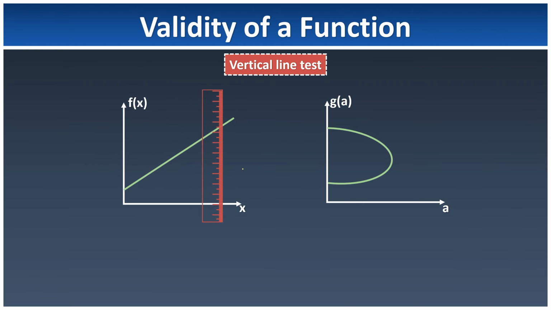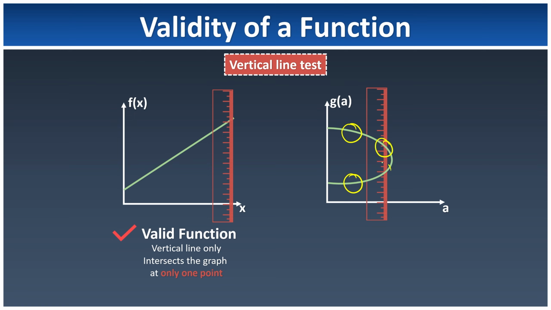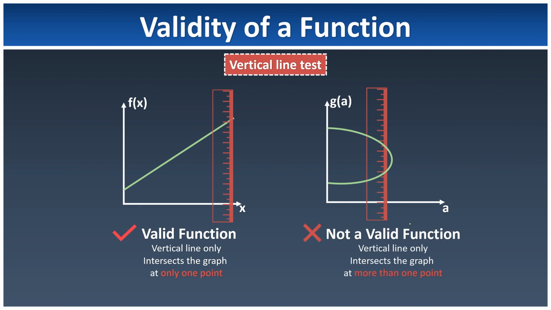So this is why we say this is a valid function, because the vertical line only intersects the graph at only 1 point. But if we test it on the one on the right, sliding from left to right, you can see, bam, we hit 2 intersection points. If you move again, we touch more than 1 point. So this is a not good sign. This is not a valid function because the vertical line intersects the graph at more than 1 point.